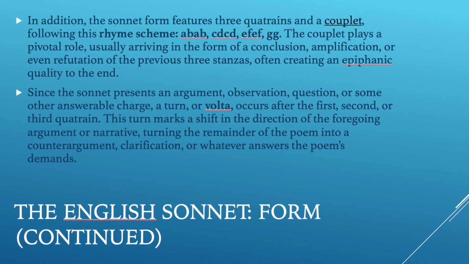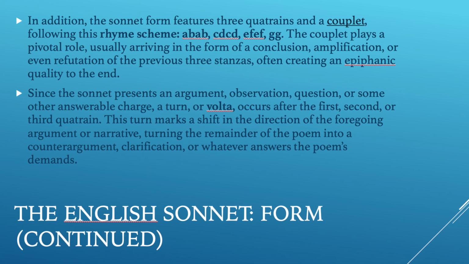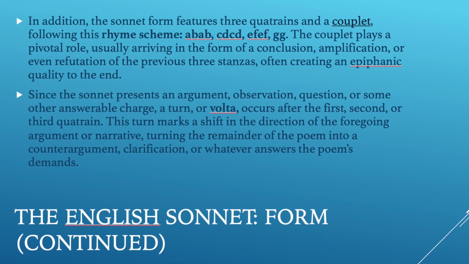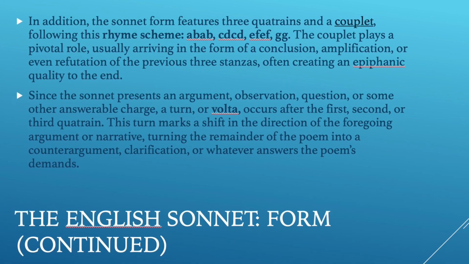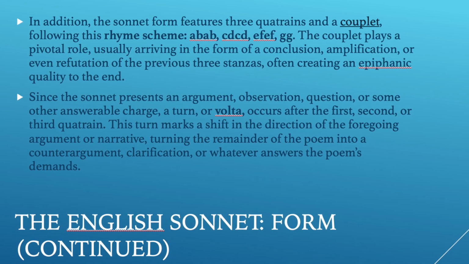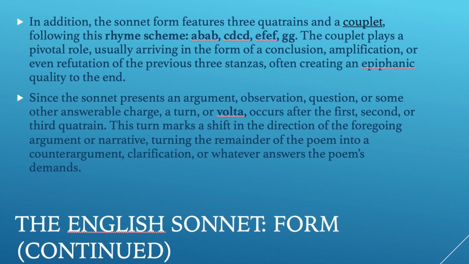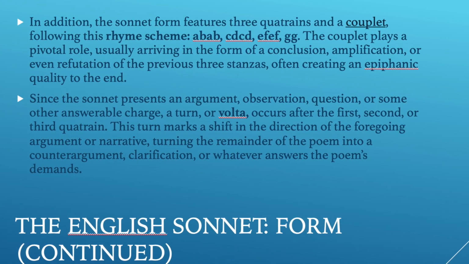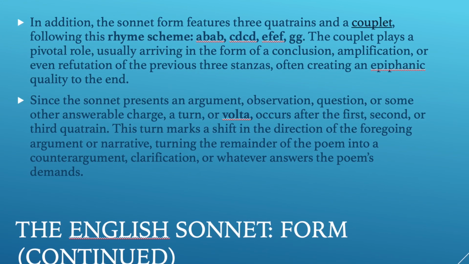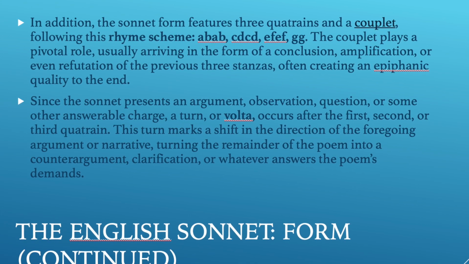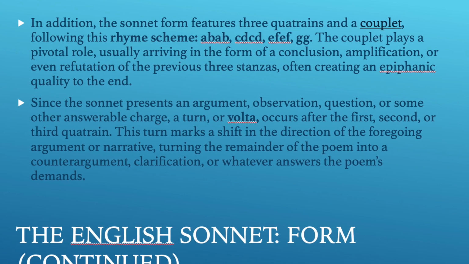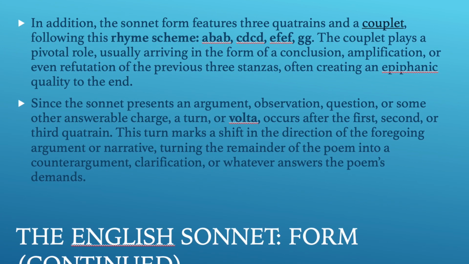All right, and so there's going to be a turn here, and let's get to that now, called a volta. Since the sonnet presents an argument, observation, question, or some other answerable charge, in other words, it's almost like a thesis statement, like he's presenting an essay, an argument in the sonnets, there's going to be a turn, or the volta. And again, just like it said, it's after either the first, second, or third quatrain, and that marks a shift in the direction of either the argument, or the narrative, or the question, whatever the sonnet is tackling. And it turns the remainder of the poem into a counter-argument or a clarification, or whatever answers the poem demands.